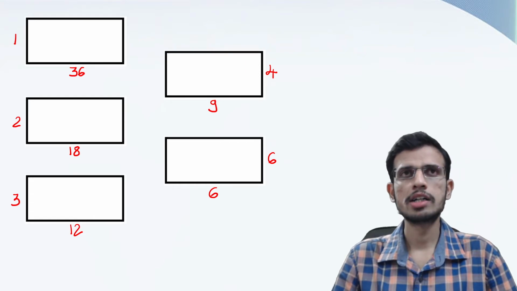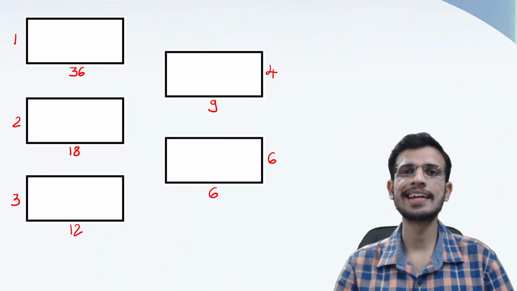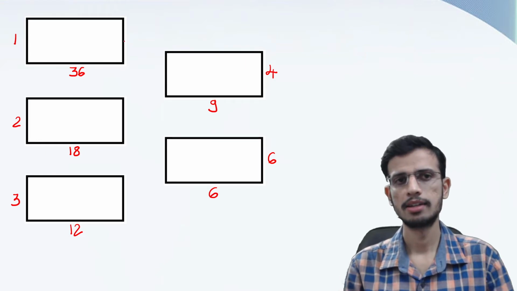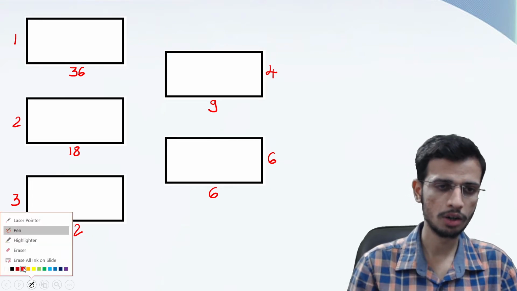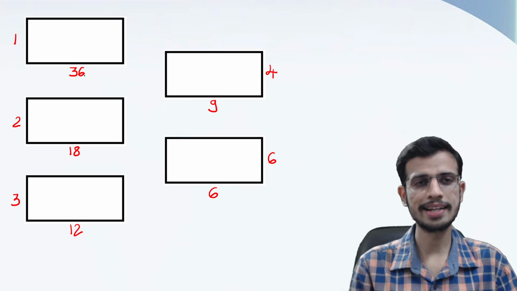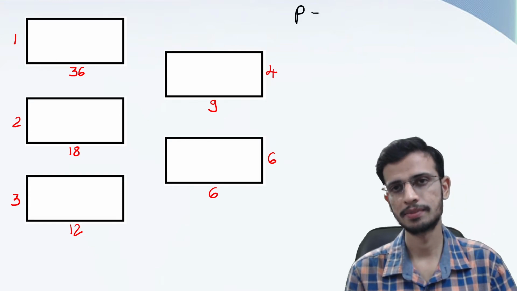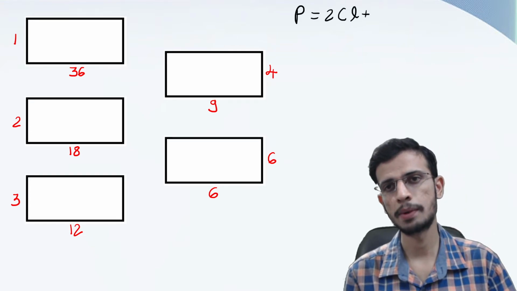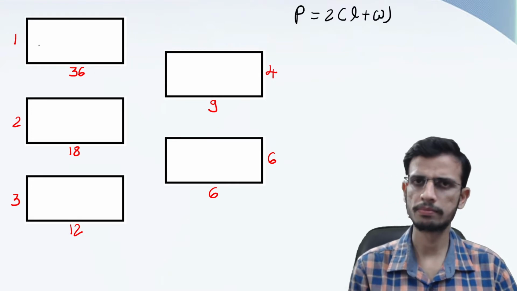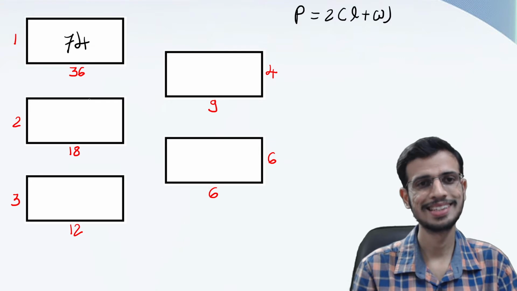So we have to find number of possible perimeters of such rectangles. You can just interchange the sides, but perimeter will remain same, right? So what will be perimeter of this rectangle? What is perimeter? 2 times length plus width. So 36 plus 1, 37 into 2, 74.